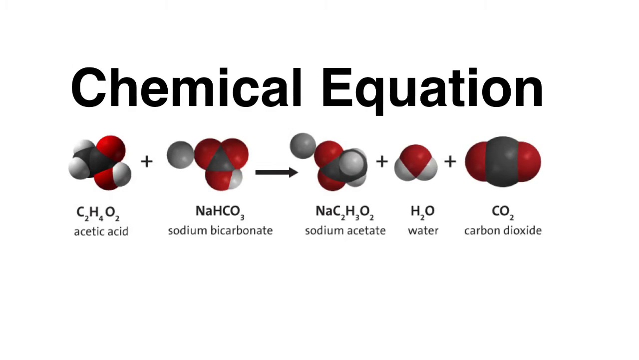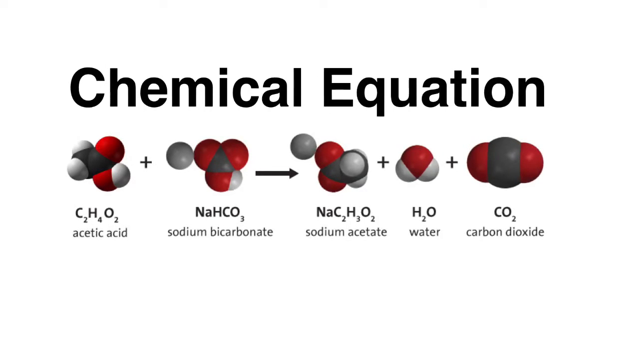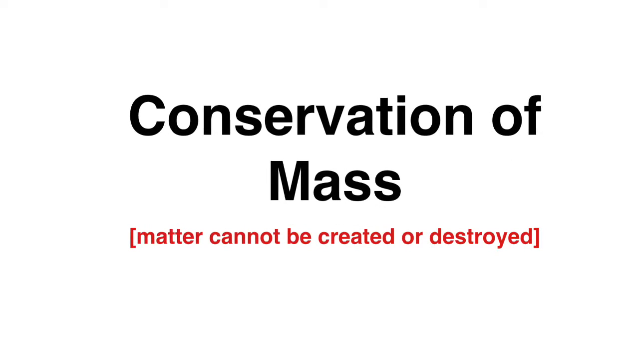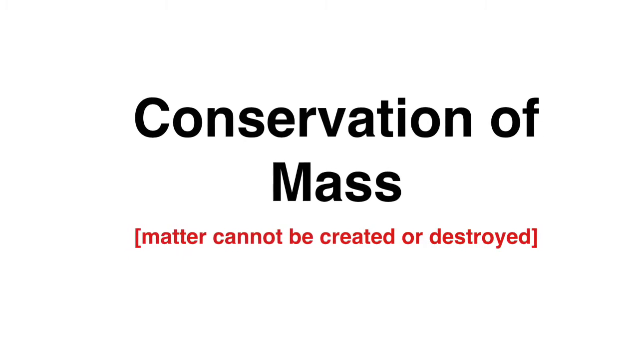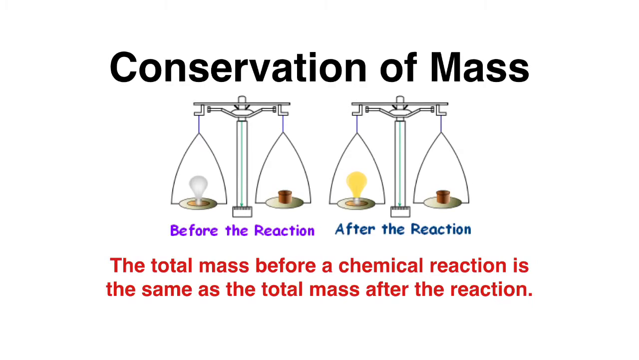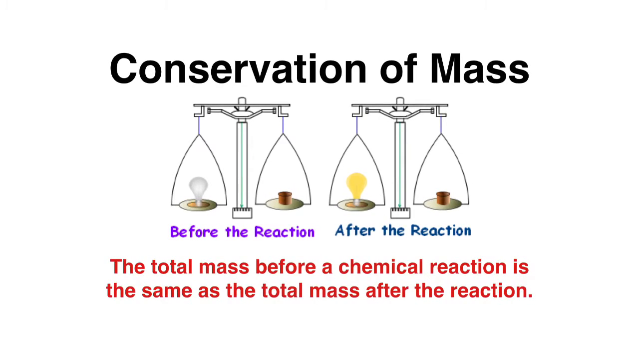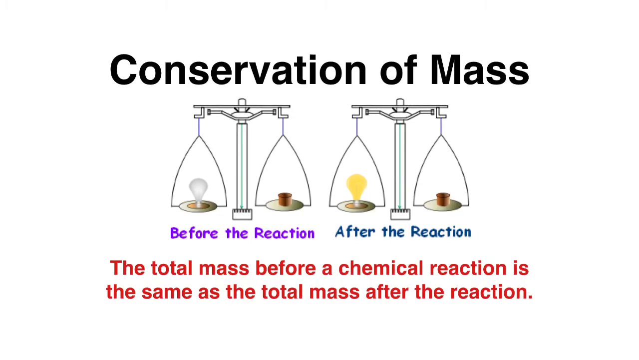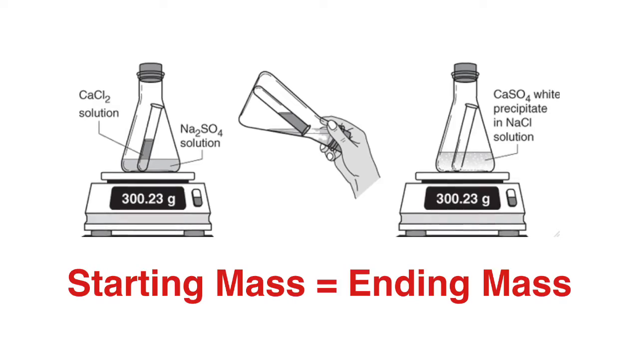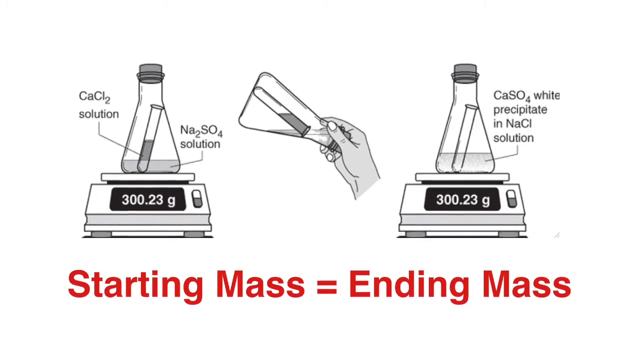So in chemistry we have a special way to represent these chemical reactions. We use what is called a chemical equation. Before we get into chemical equations, we need to make sure we understand an important law known as the conservation of mass. What this scientific law tells us is matter cannot be created or destroyed. So what's really taking place is the atoms in a chemical reaction are just rearranging. A new product is being formed. But we have to remember the total mass before a chemical reaction is going to be the same as the total mass after the reaction. Another way to say this would be the starting mass equals the ending mass.